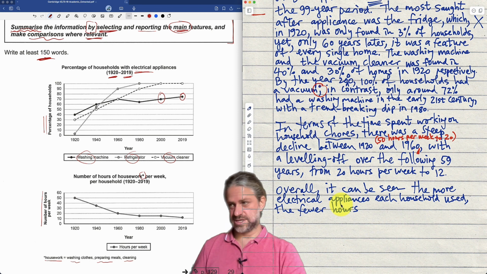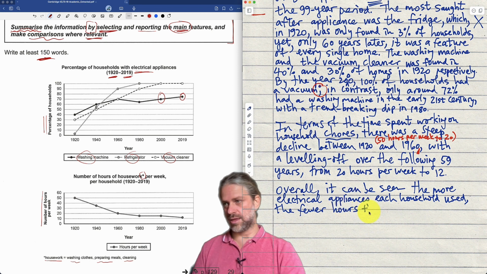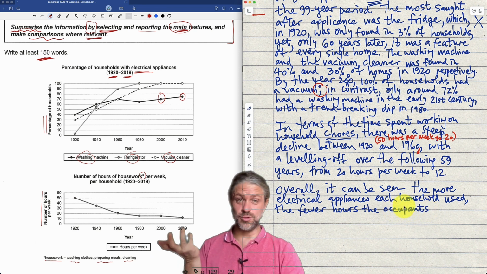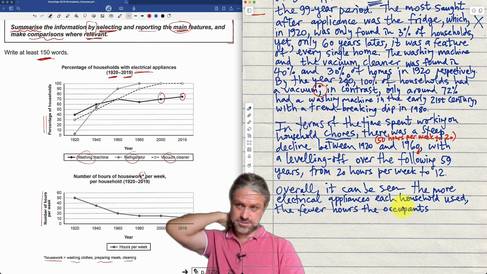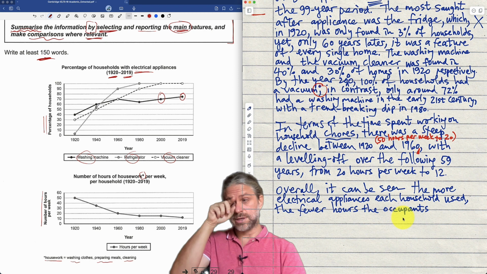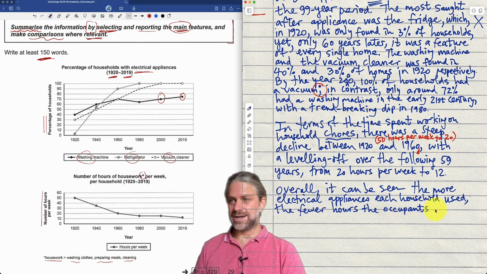The occupants. The fewer hours the occupants... Obviously, I said in the 1950s it was usually the woman, but in the year 2023, that should not be the case. Everyone should be helping out. The fewer hours the occupants needed to do.